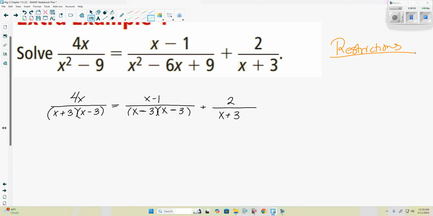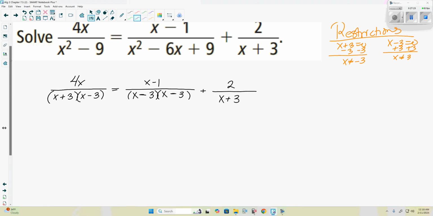Because our restrictions are going to be just like the last problem. We have x plus 3 and x minus 3. So with our x plus 3, we can subtract 3 from both sides, telling us x cannot be negative 3. For x minus 3, we would add 3 to both sides, telling us x cannot be 3. So if we get 3 or negative 3, like the last one, we would throw that one out.